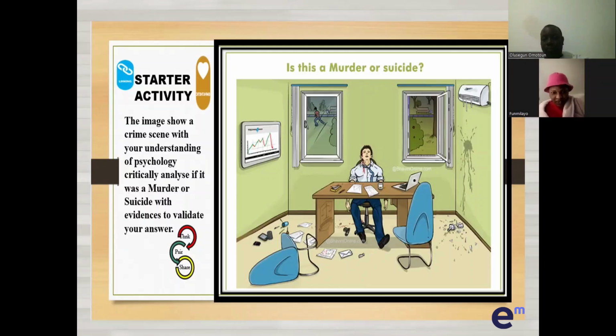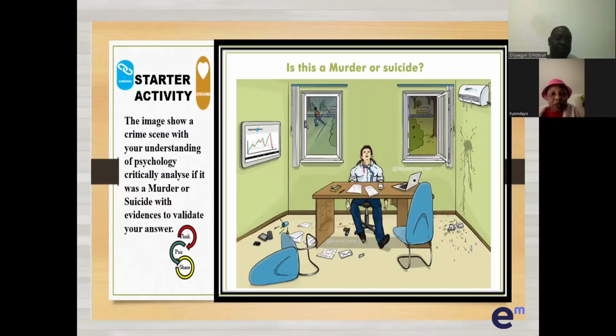Yeah, as I can see, it is a suicide because there are broken bottles and a lot of chairs, and there is blood. Good. Okay. What are the reasons why you think it's a suicide? Yeah, that's a good point. You've highlighted chairs, broken bottle. Things are scattered. What other reason do you think it's this? You said it's a suicide, right?